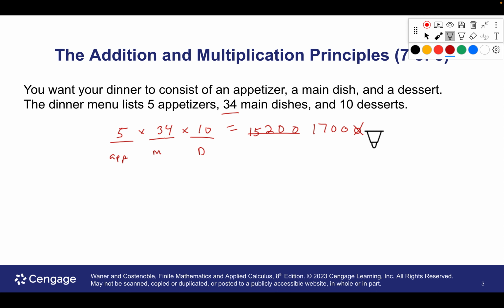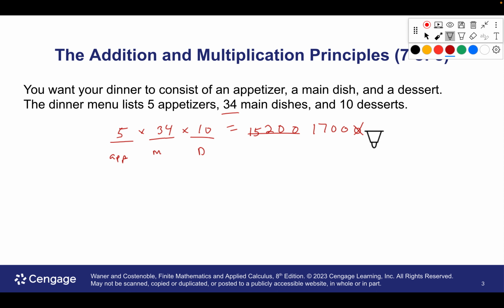Wow, that's like too much. But you see how you can advertise. We've got 1,700 different meals for you. Wow, that sounds like a lot of variety. I want to go to that place. And now, if we threw in the drinks, we could have even more, right? If I had like 15 different drinks, this would be multiplied by 15, and then I'm getting big.